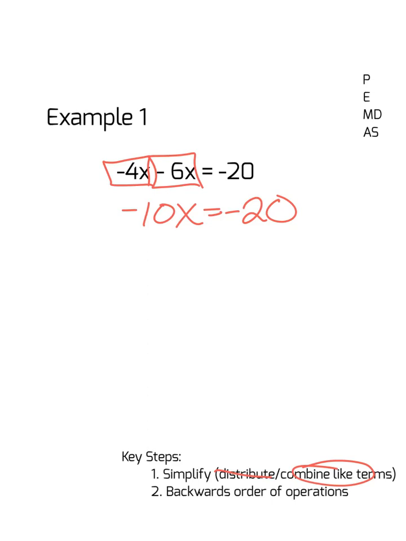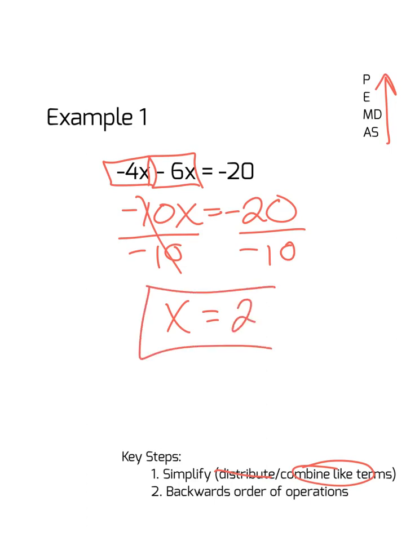And so now it's just a matter of doing our backwards order of operations like normal. All that's left is multiplication. And I know that to cancel out the negative 10 to isolate the variable, I'm going to divide. Since there's multiplication in the problem, the opposite is division. And so whatever I do to one side, my golden rule, I do to the other. And so x will now equal positive 2.